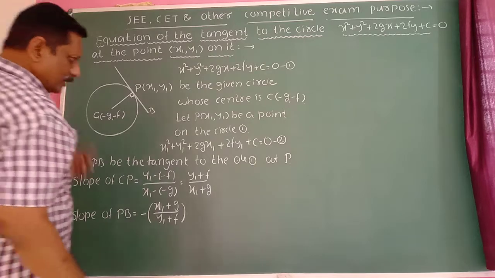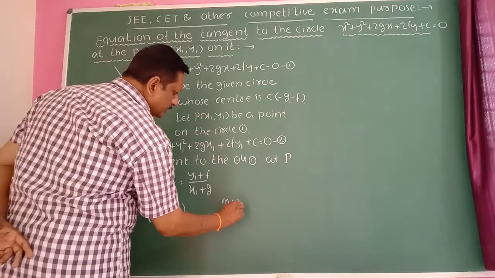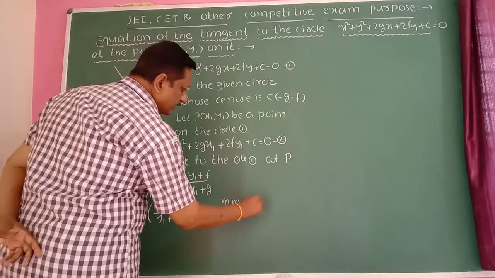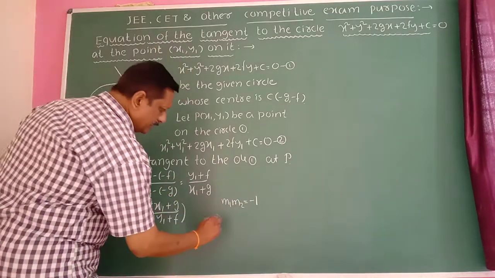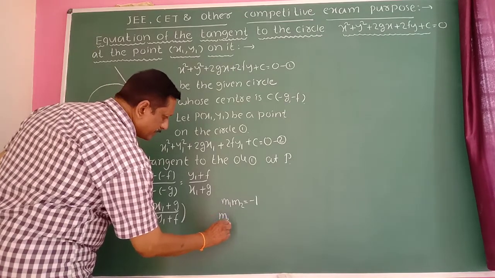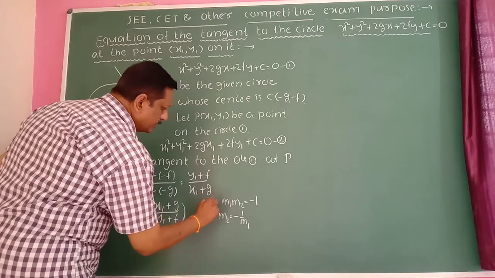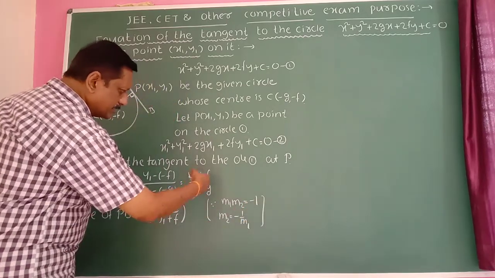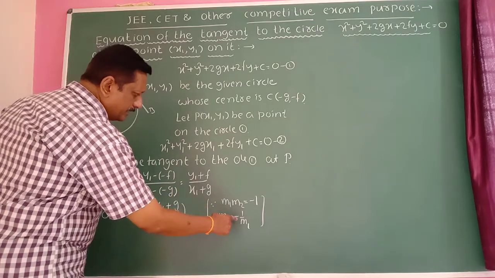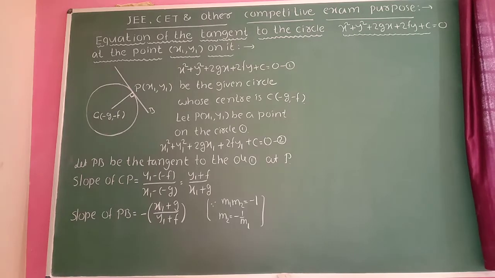Okay. So you know this condition here: the product of slopes is minus 1. Only then are two lines perpendicular to each other. As m2 is equal to minus 1 divided by m1, you are using this condition. I am taking the reciprocal multiplied by minus. Okay. This gives the slope of PB here.